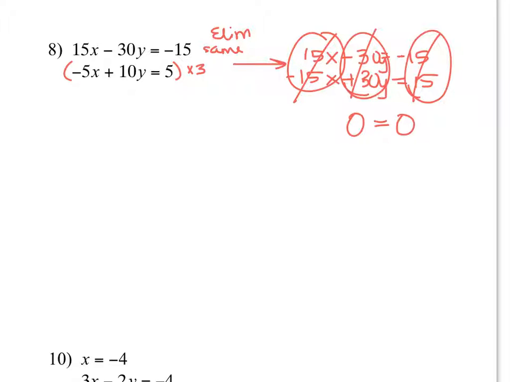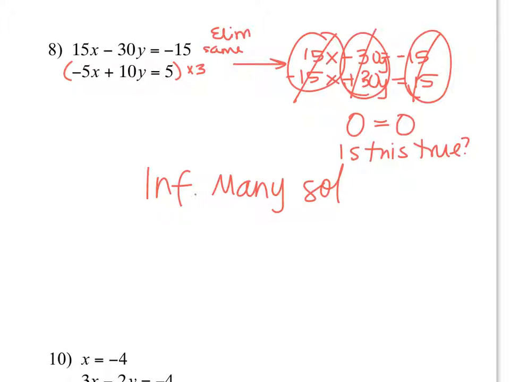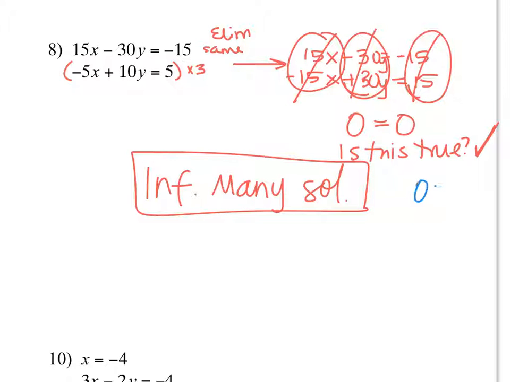Again, because your variables disappeared, you have to ask yourself, is this true? Well, does 0 equal 0? Yeah, it does. So this is infinitely many solutions. We're saying that because 0 does equal 0. If you had gotten something like 0 equals 5, then that would have been no solution. That's just kind of a little example for you.